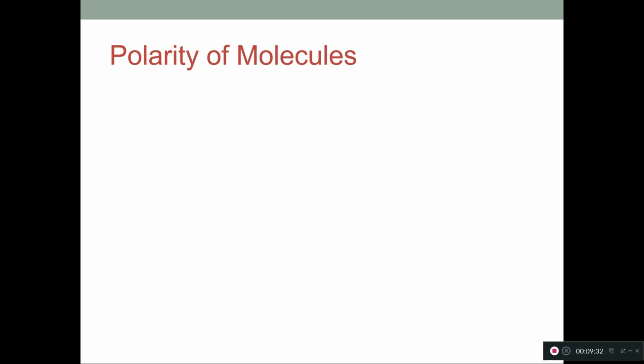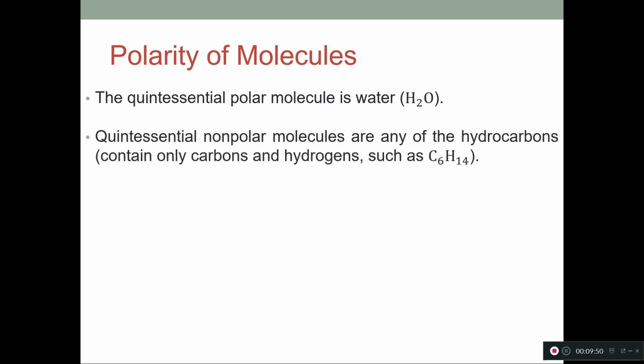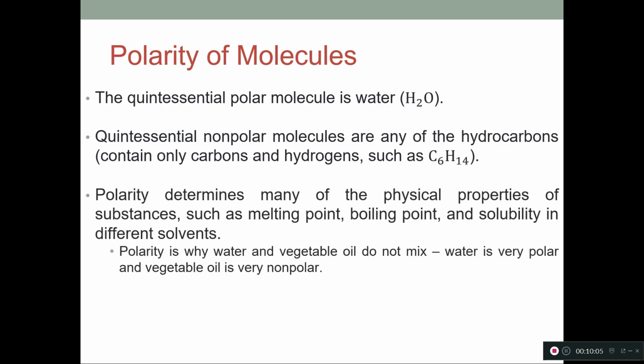And so a few things to keep in mind from all this. The quintessential polar molecule is water. This gives it a lot of the important properties. That is why it is so important for life here on Earth. And so whenever you hear water, just think that that is a polar molecule. The quintessential non-polar molecules are any of the hydrocarbons, like the one we looked at. So these are molecules that contain only carbons and hydrogens, such as the hexane that we looked at before, the C6H14.